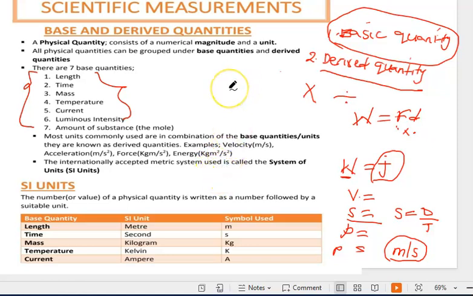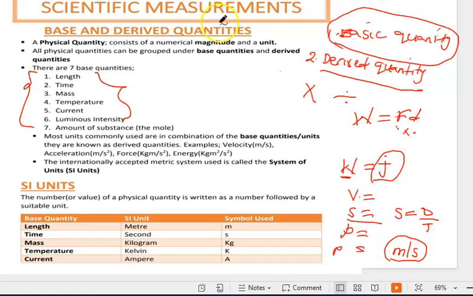In an exam, they can give you a question to give the difference between the base and the derived unit, and it will carry 1 or 2 marks. So don't leave that question blank. They can also ask you to write examples of basic quantities or derived quantities. It is important, as this is the foundation of what we'll be doing in physics, because we rely so much on the units and the magnitude.